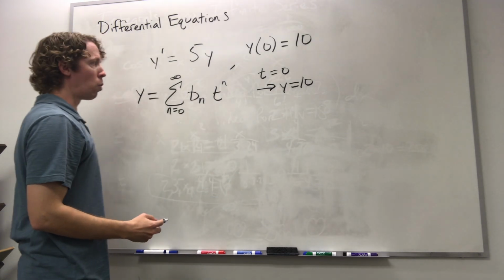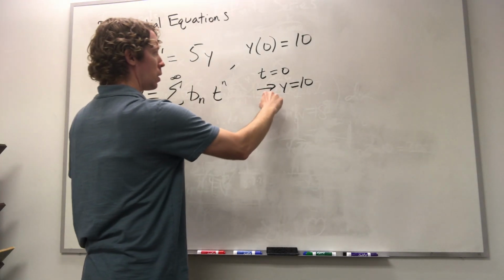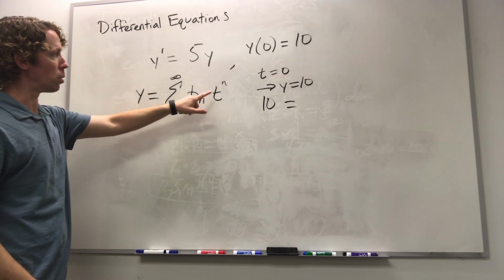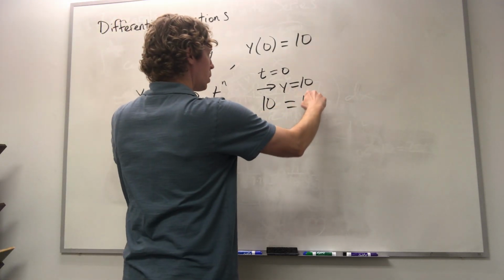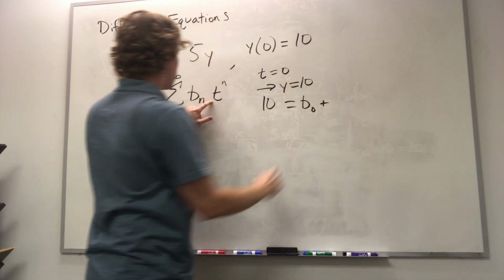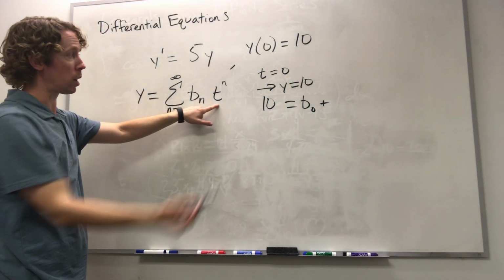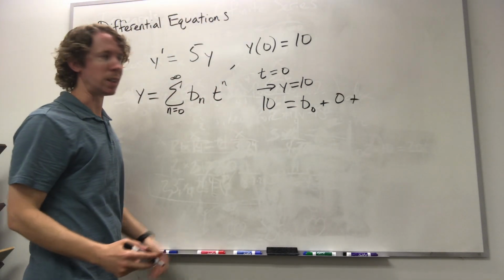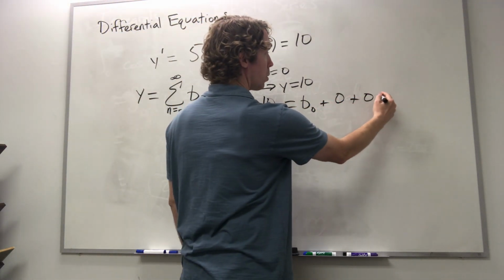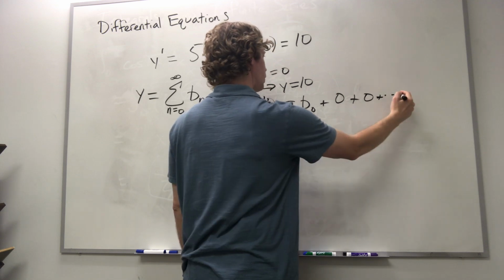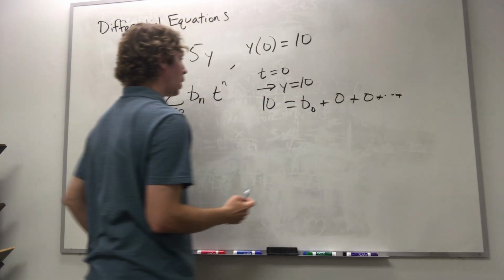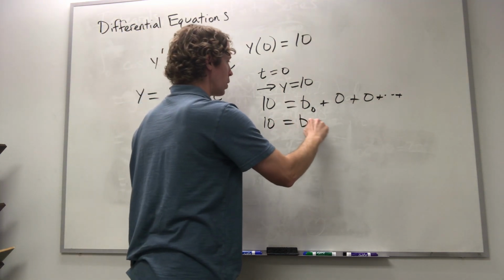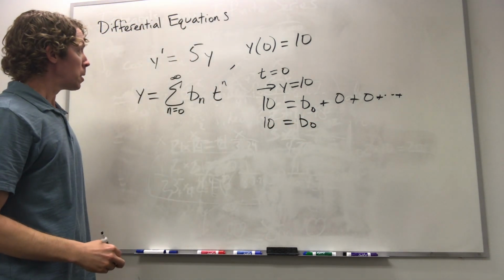I know when t is 0, y is 10, so that means 10 is equal to b0 t to the 0, plus b1 t to the 1, but I'm plugging in t equals 0, plus all the other terms, which have t's, so when I plug in 0, I'm just getting all zeros. That gives me the first coefficient, the constant term.